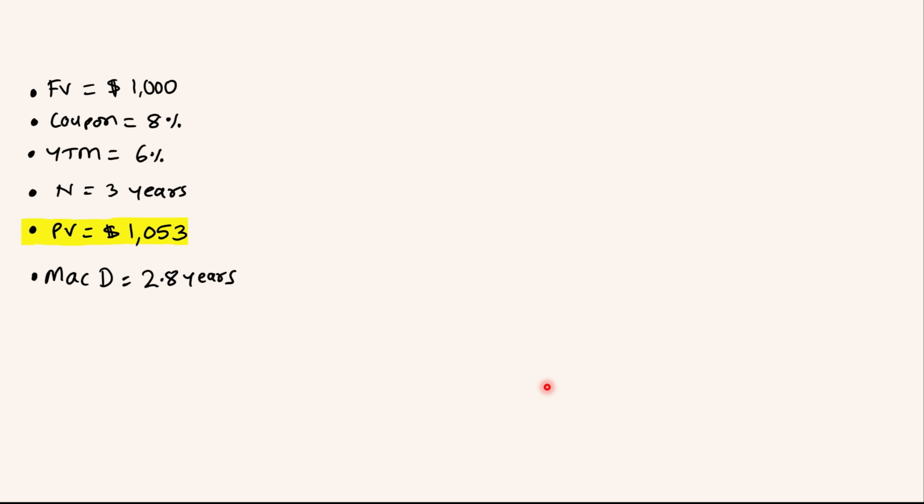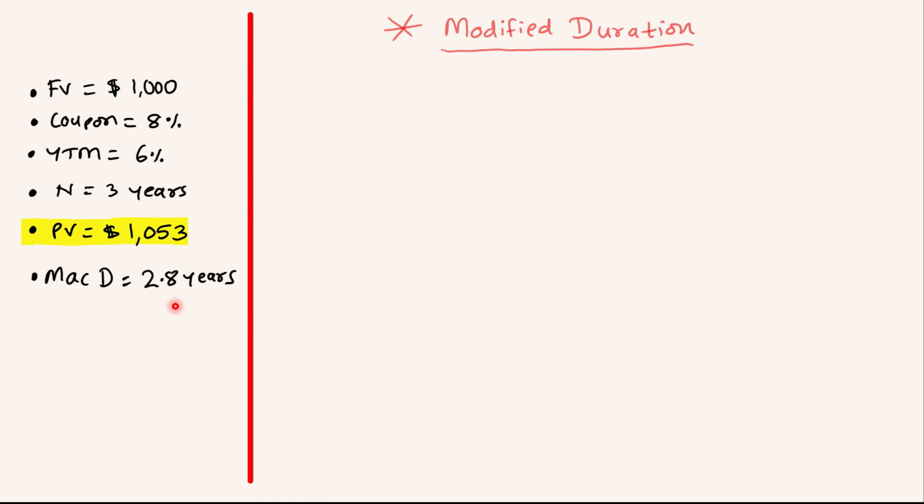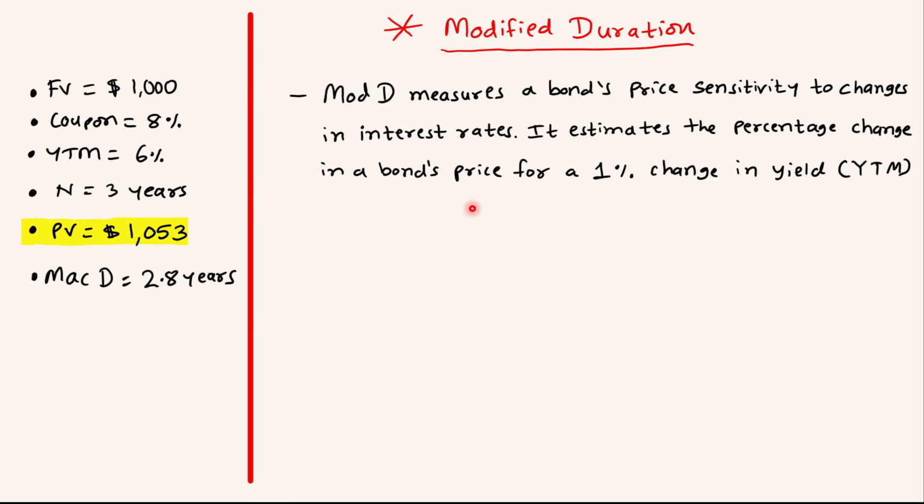So let's copy our example. We have the same example here. We calculated the Macaulay duration to be 2.8 years. So we can find the modified duration. And before we do, what does it mean? So modified duration measures a bond's price sensitivity to changes in interest rates, right? So it estimates the percentage change in the bond's price for a 1% change in yield to maturity.